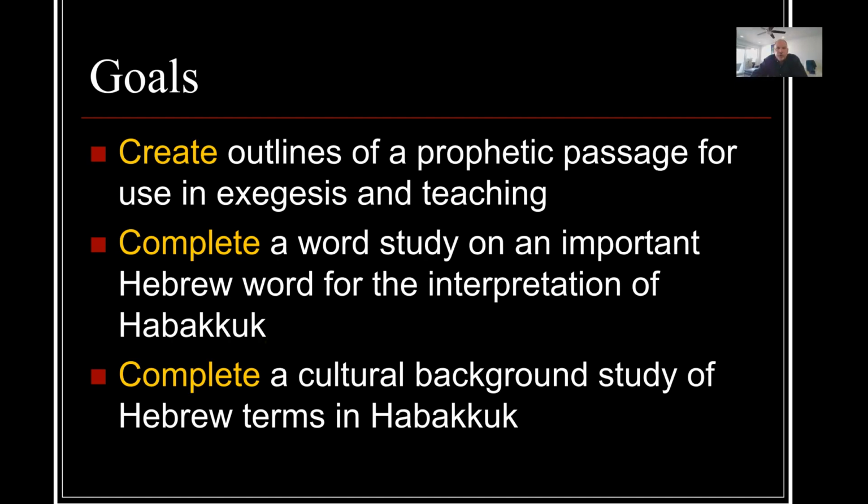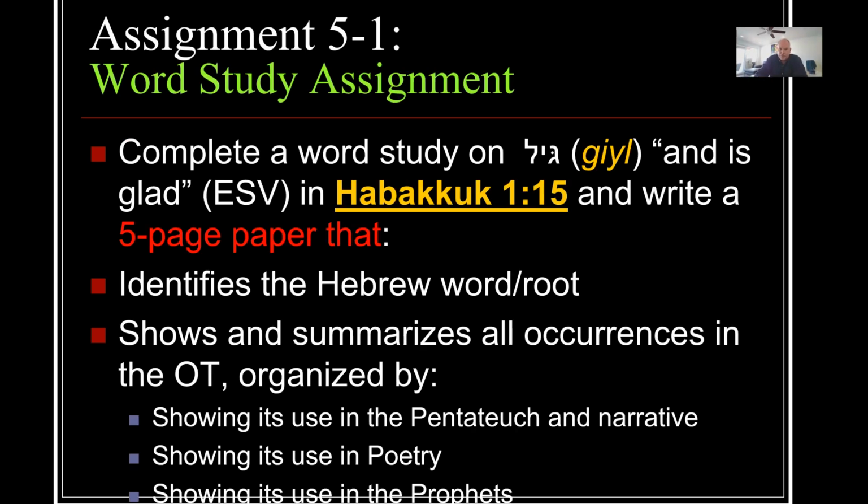So our goals are, one, to create outlines of a prophetic passage for use in exegesis and teaching. Two, to complete a word study on an important Hebrew word for the interpretation of Habakkuk. And then finally, to complete a cultural background study of Hebrew terms in Habakkuk.